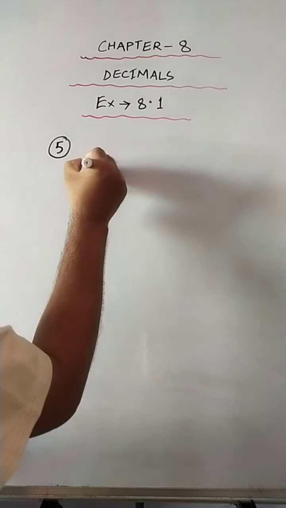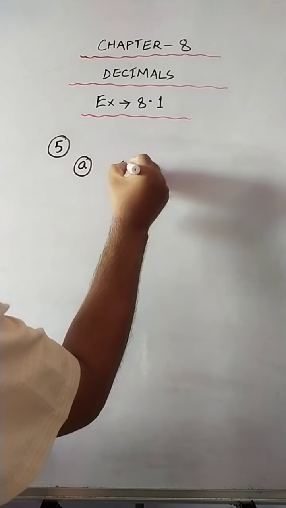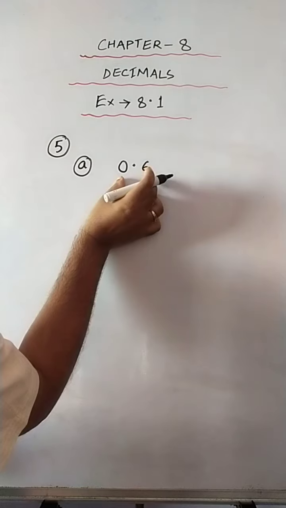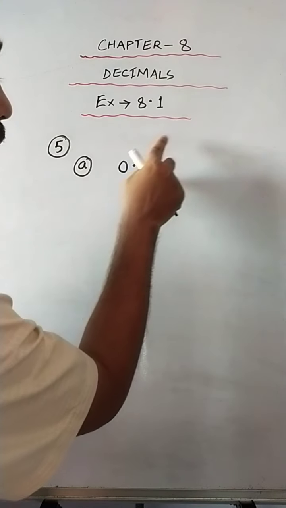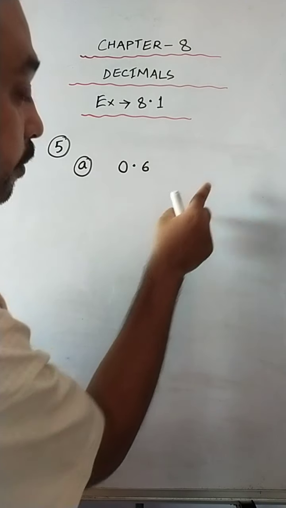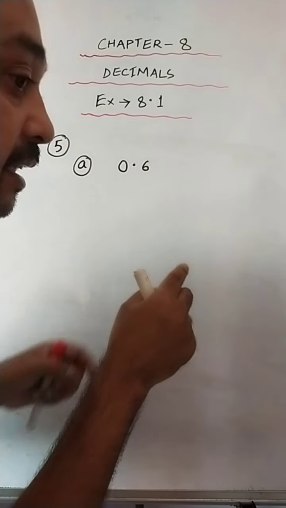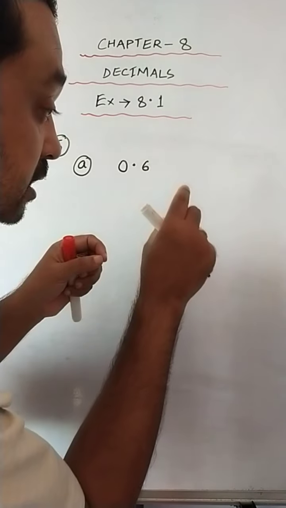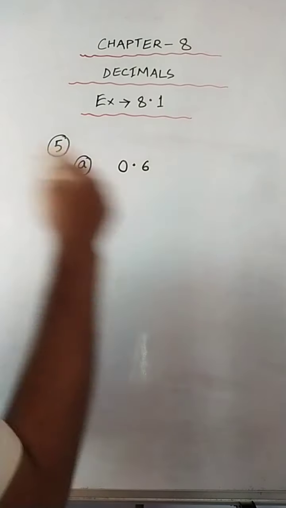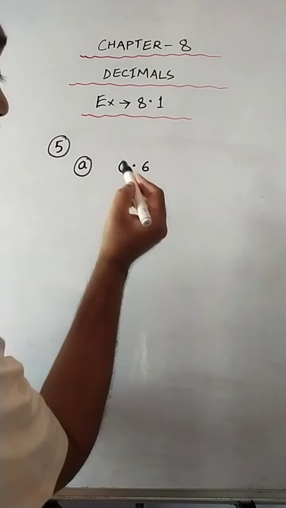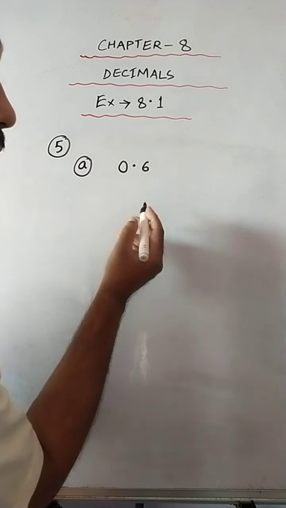Now see, sum number A, we have 0.6. Now this is in the decimal form. What we have to do is convert this decimal form to a fractional form, and if we see that the fractional form can be reduced, then we'll also reduce it to the simplest form. So how to convert this decimal to a fractional form?